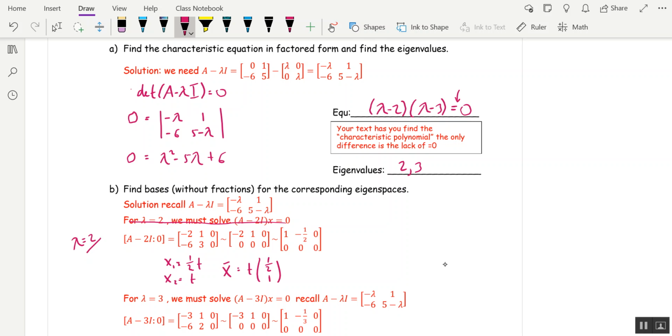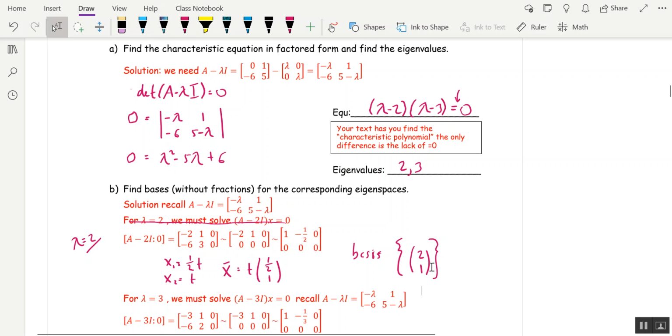So I can take t to be any value. I just took it to be 1 naturally. We usually do. But we could take it to be 2, and that would clear the fractions. So my basis is, bases go in squiggly brackets. Let's take t equal to 2, and then we get 2, 1. When we get to differential equations, it's really nice to have a basis without fractions. And yes, we do this in differential equations.